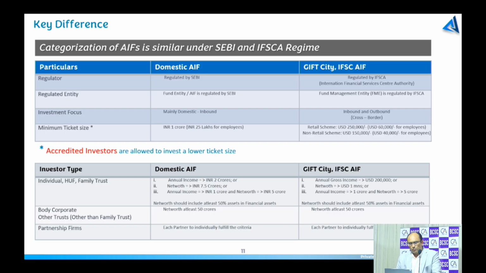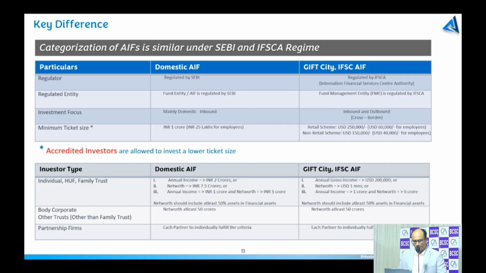Key differences: what are the differences between your domestic AIF and your Gift registered IFSC AIF? Firstly, the regulator. SEBI regulates the domestic AIFs, and in Gift City it is IFSCA, which is the International Financial Services Centres Authority. The regulations are more or less very similar. The IFSCA has adopted a lot of key points from SEBI regulations, but to provide convenience to international investors, it has made certain carve-outs there.